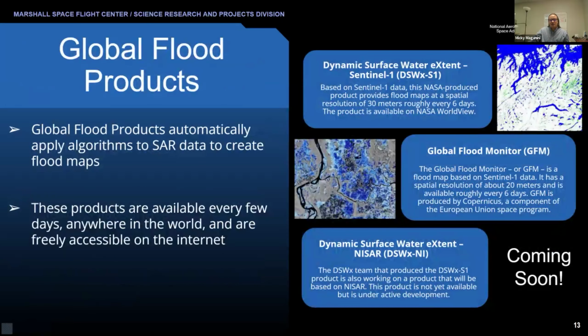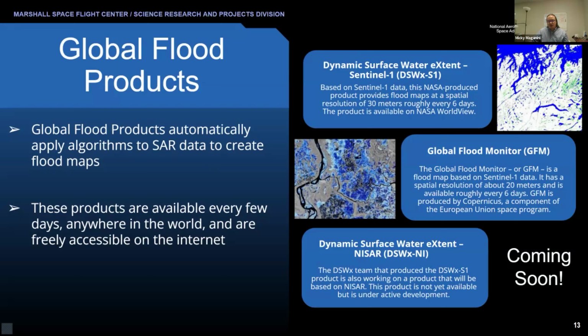So as I stated, there are now these global flood products that have really burst onto the scene in recent years. These are based on SAR or optical data, and for every SAR acquisition, they will automatically map water for you, and they're available everywhere in the world and are freely accessible on the internet. And some of these products have really low latency, meaning that they're available very shortly after the satellite actually conducts a measurement. As of now, there are 2 global flood products that are based on SAR data.